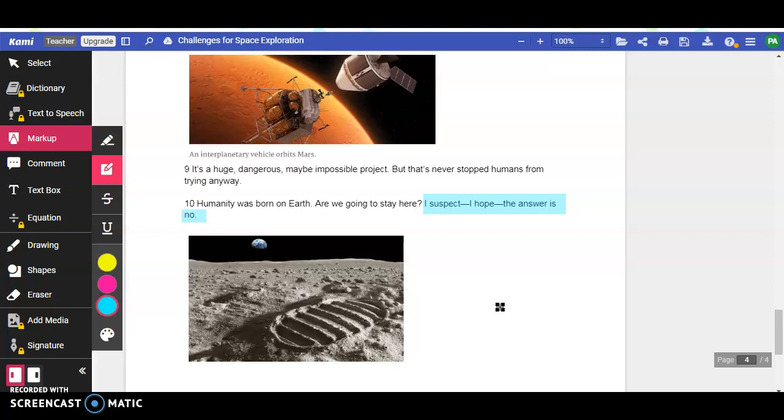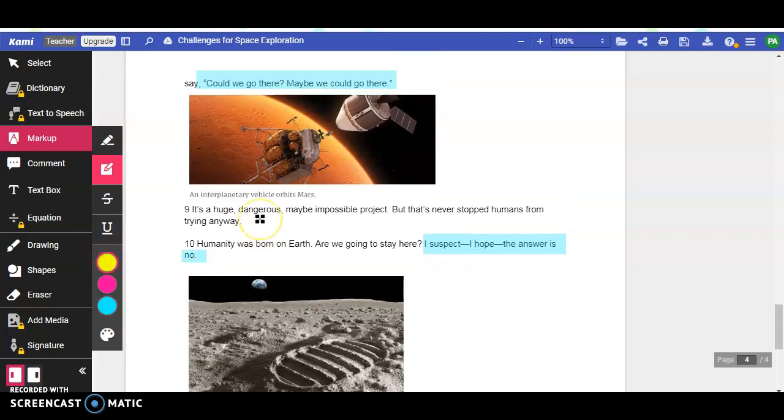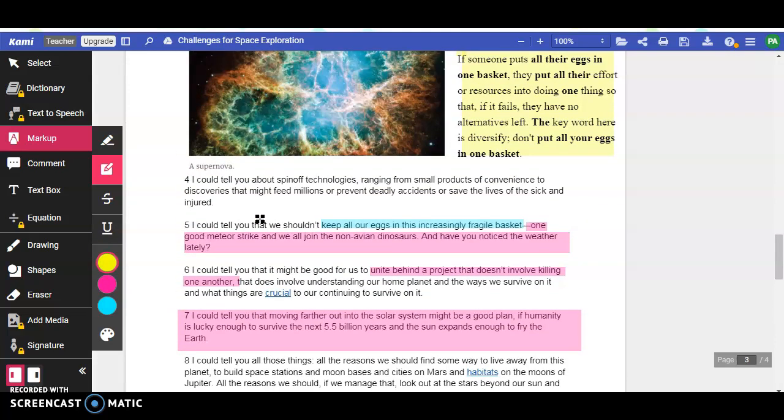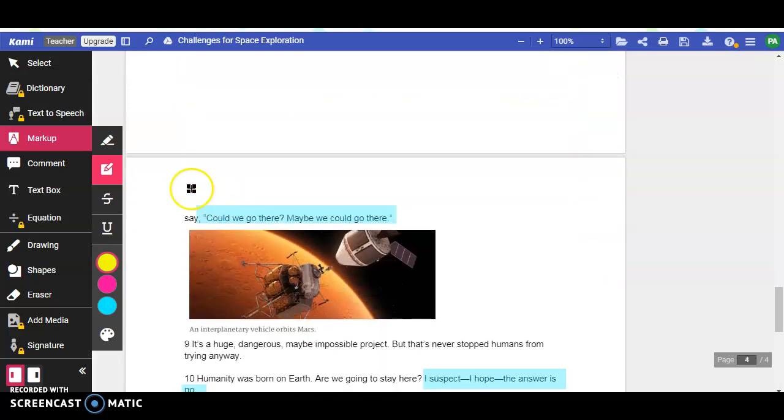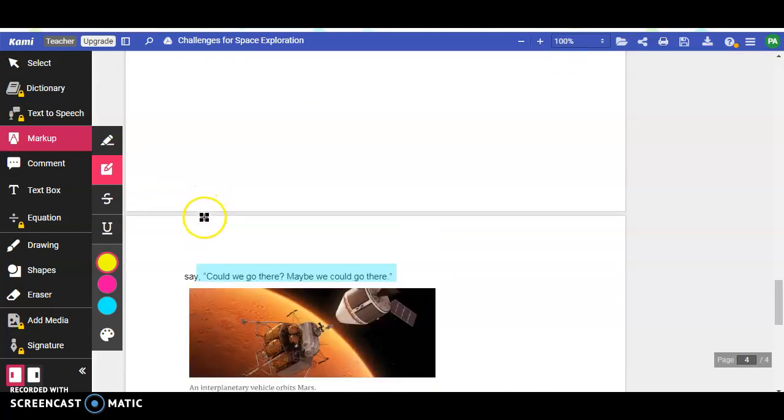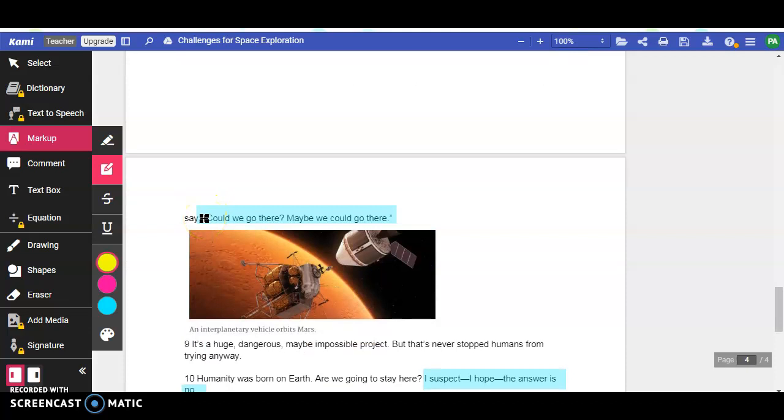We're going to talk about some of the rhetorical devices that were used throughout the article. We saw repetition used frequently, not only in the paragraph that I pointed out right here that says in paragraph 8, could we go there? Maybe we could go there. She repeats this from paragraph 2, so that is an example of repetition.